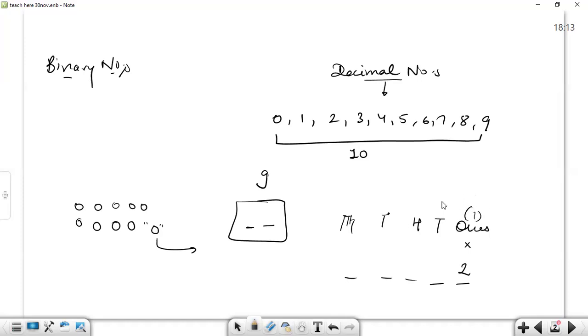Let's see, what is 10? 10 is 10. What is 100? 10 raised to power 2. What is 1000? 10 raised to power 3. What is 10,000? 10 raised to power 4. Then 10 raised to power 5, and so on. So the ones place is basically 10 raised to power 0. That's how we make a decimal number system.